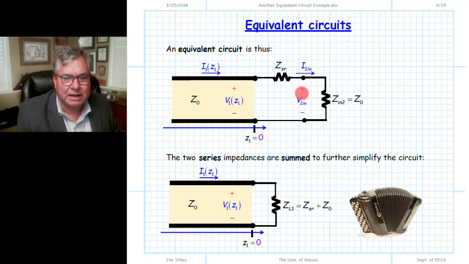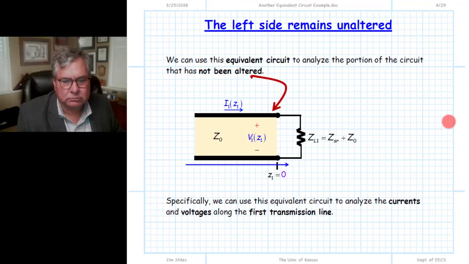We can now combine these two impedances, since they're in series, and form a new equivalent circuit that is equivalent to the two-port device and the transmission line terminated in a matched load. All of that has been crushed into this equivalent circuit. Everything that was to the right of this port plane is now included in it. What has not been altered is everything on the left side of the port plane. This transmission line is the same as it was, and so we can analyze this equivalent circuit and find answers that will be the answers for this particular section.